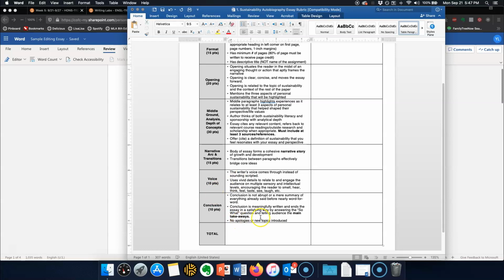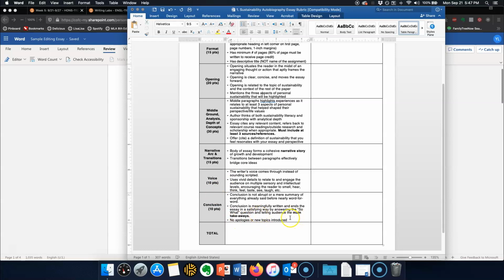And then in your conclusion, we talked about this in the last lecture, but is your conclusion abrupt, or is it a mere summary of everything you have already said, word for word? So do you like the conclusion, or do you think it's meaningfully written and that it leaves the audience in a satisfying way with the main takeaways? And also, does the conclusion make any apologies or introduce new topics?